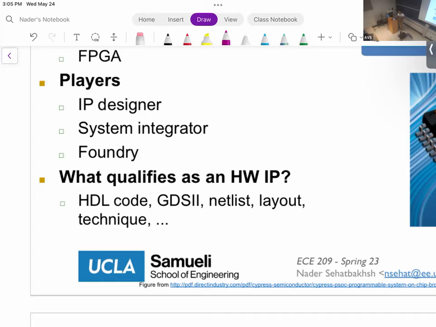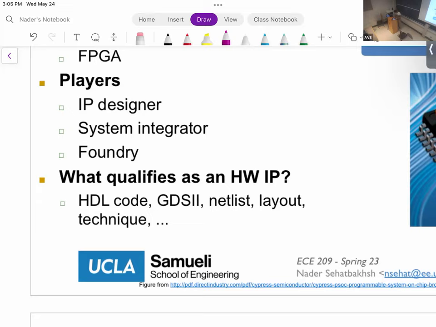The hardware IP could be just as simple as the Verilog or HDL codes. It could be the GDS2, the netlist, the layout, or even the technique of description, not even the implementation. So all of these things could essentially be hardware IP. If you're more familiar with digital design, you know this terminology a little better.